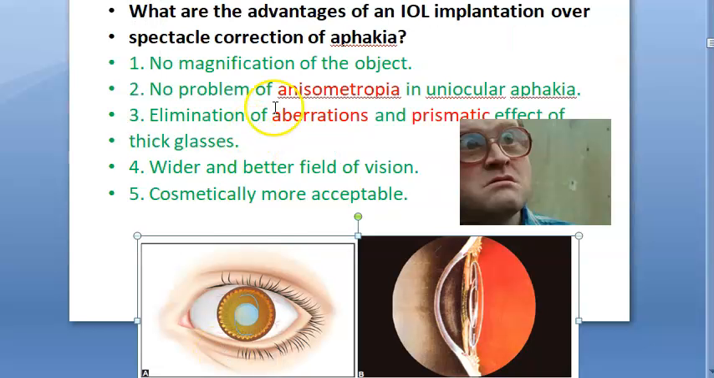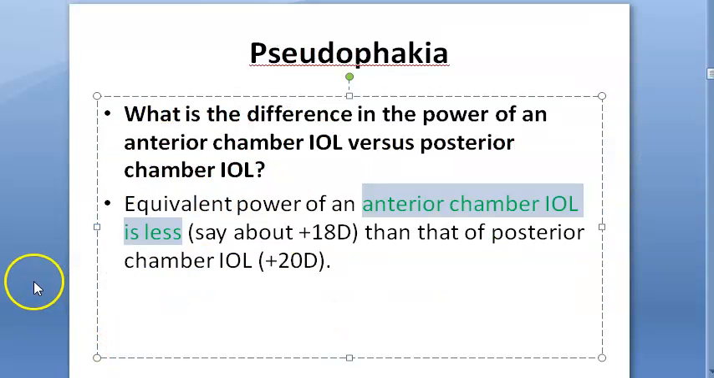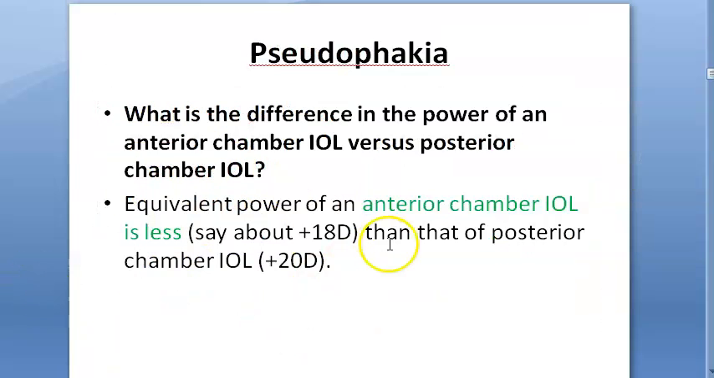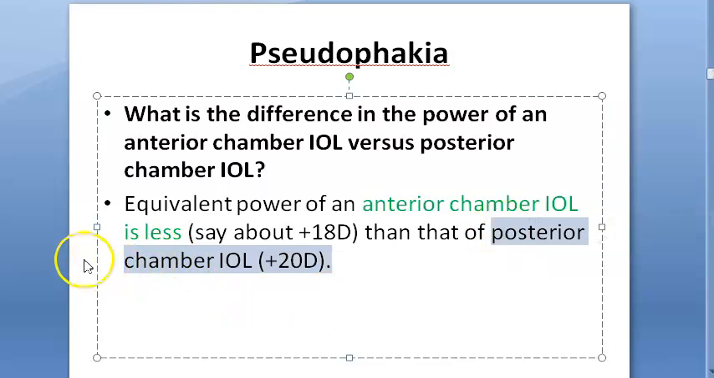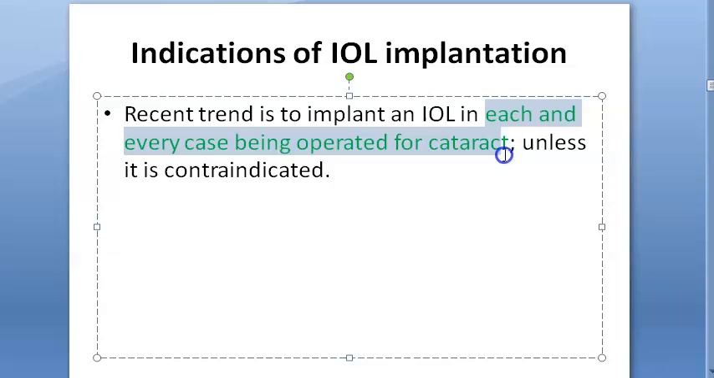So if it is anterior, what will happen to the power? In the anterior chamber, they'll put a little less power than the posterior chamber. Remember, for the posterior chamber, you need around plus 20 diopter. What are the indications for IOL implantation? Each and every case being operated for cataract, they are trying to put an IOL unless it is contraindicated, okay?